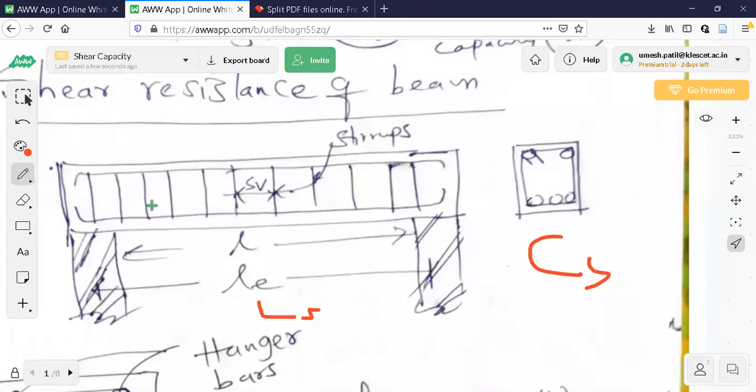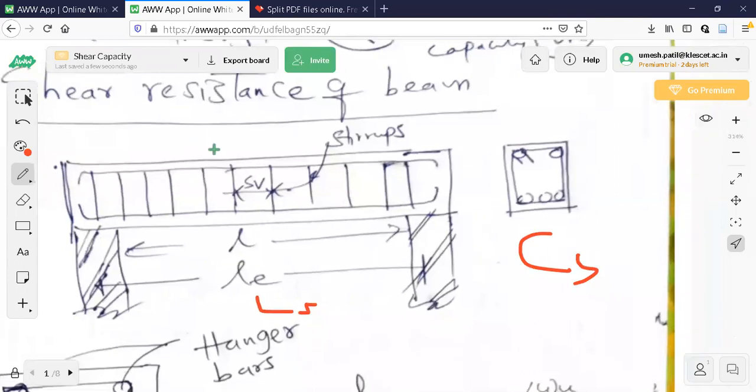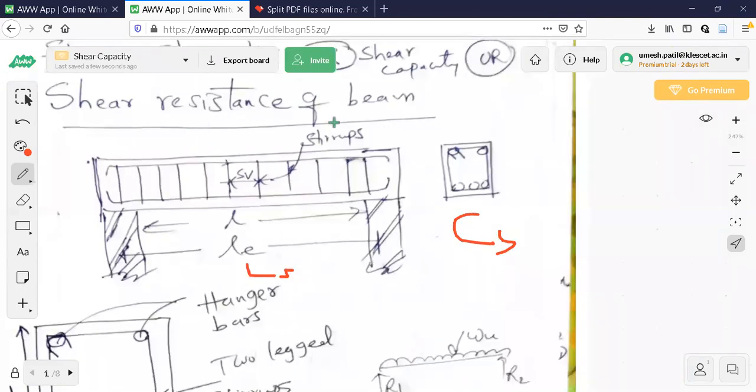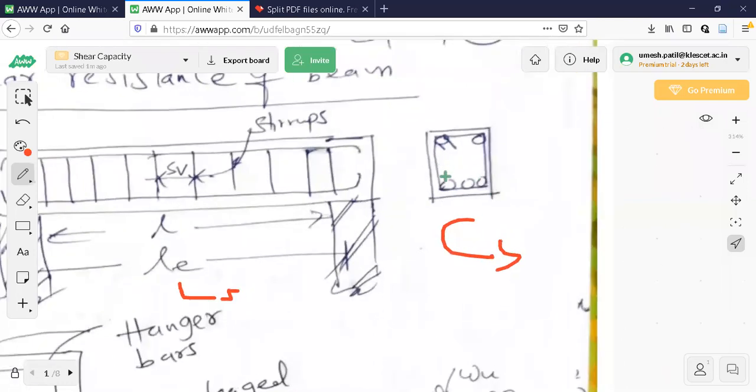So these stirrups are provided to increase the shear resistance of the beam. It means in order to strengthen the beam against shearing forces, I need to use what are called stirrups. Stirrups may be inclined also, but in today's class, we are going to discuss only vertical stirrups. So how does this stirrup run here? Just observe this.